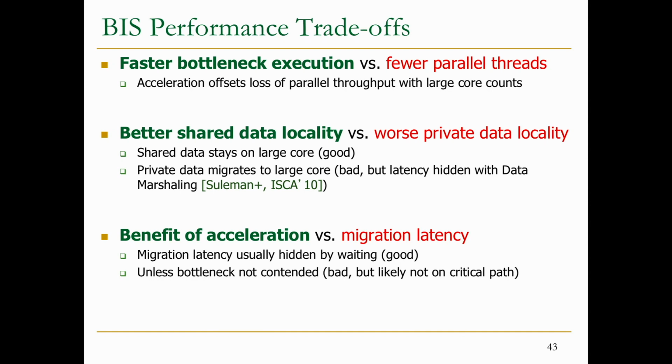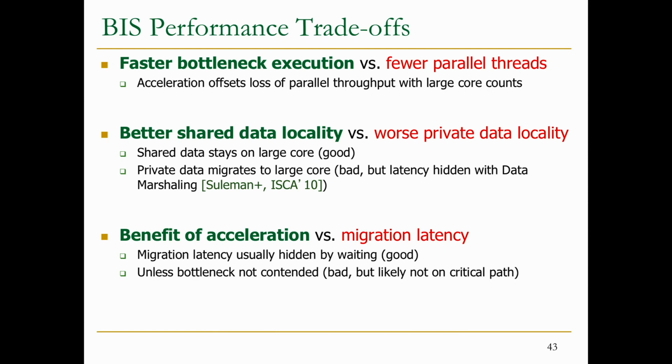And you get the benefit of acceleration, but you get the migration latency, right? And usually migration latency is hidden by waiting. If you actually are identifying the limiting bottlenecks, whenever you migrate code to be executed on the large core, hopefully you're going to wait over there, right? Because there is a bottleneck over there. Because somebody else is also executing that bottleneck. Which means that the migration latency for your private data, or for whatever, the code migration latency, is actually going to be hidden. Actually, migration latency of your private data may be hidden because of that as well.